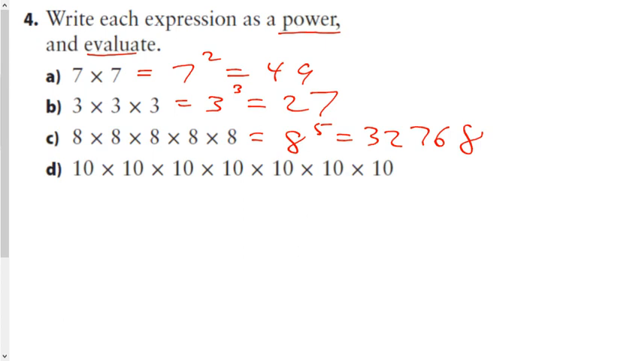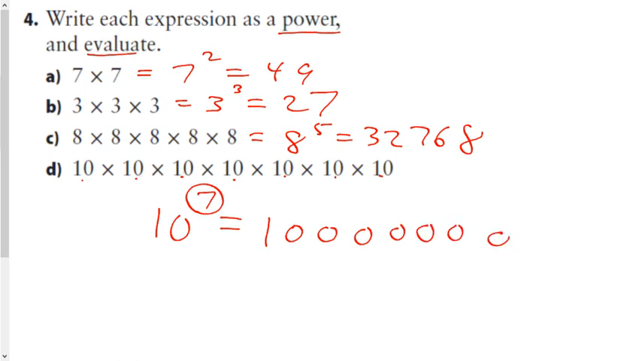And the last one, we have 10 multiplied by itself, 1, 2, 3, 4, 5, 6, 7 times. The interesting thing is when you have 10 as a base, the easiest way to write it in standard form is simply to put a 1, and then whatever your exponent is, that's how many zeros you add. So 1, 2, 3, 4, 5, 6, 7 zeros, with commas. When I read that in standard form, it's 10 million.